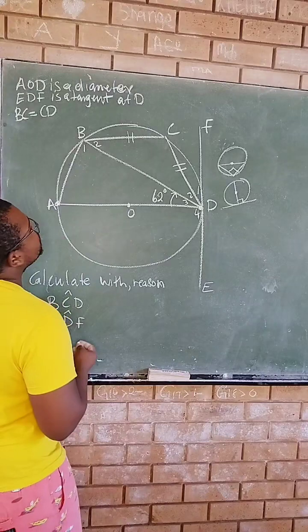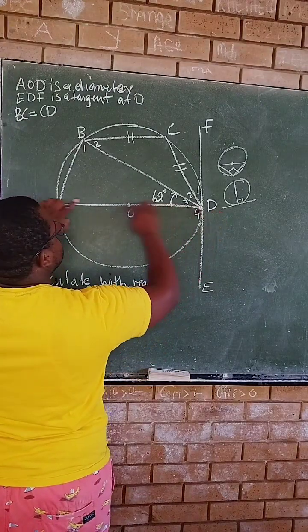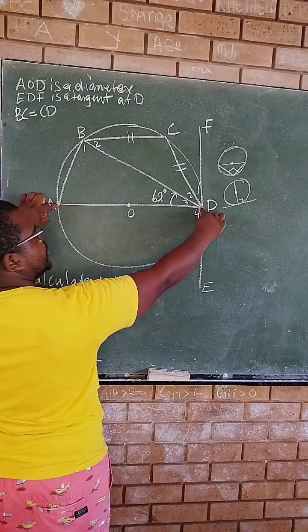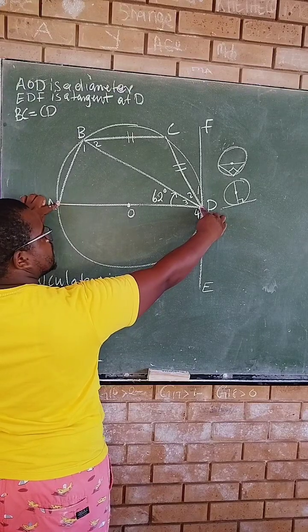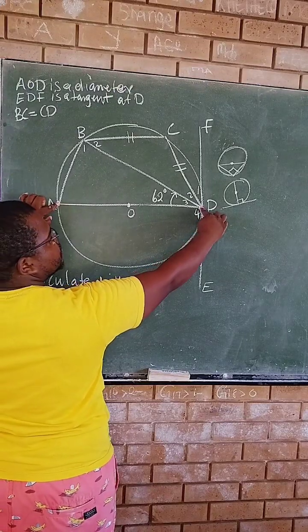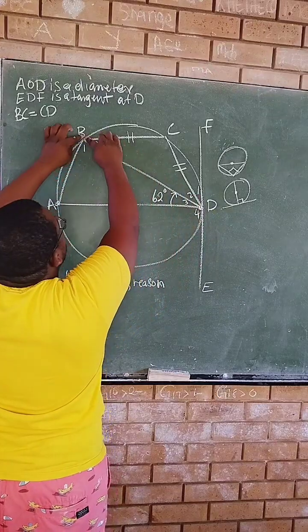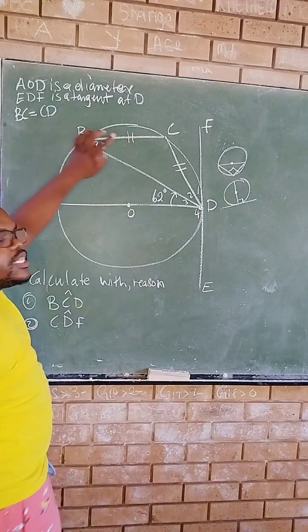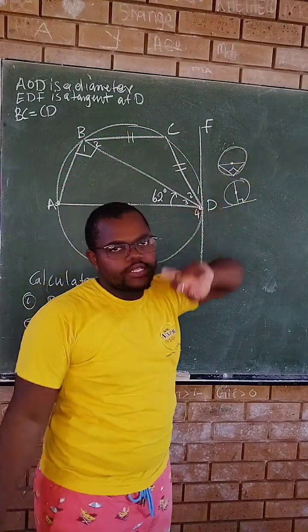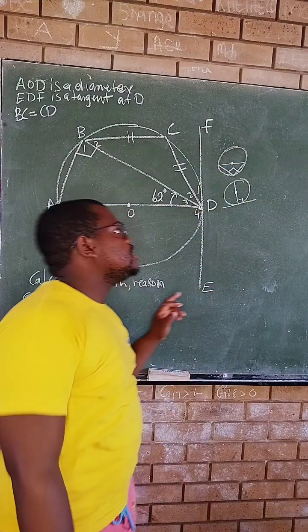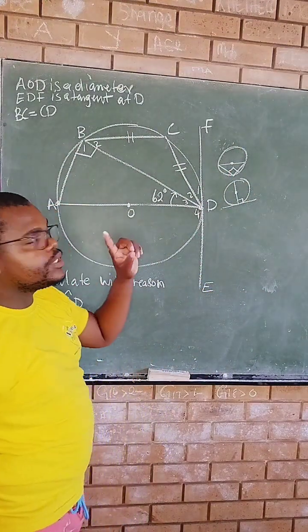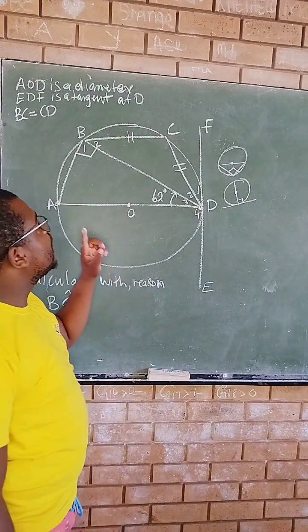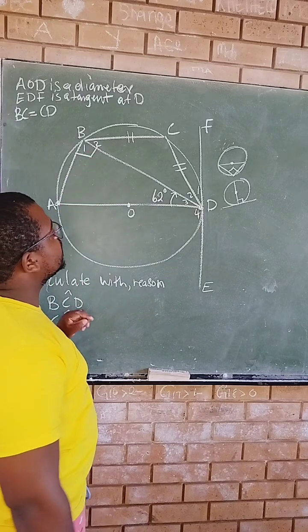So number one, we are going to check. This is our diameter. We put our hand like this and go with the lines into the circumference. Here it is going to be 90 degrees. That is what we know from this theorem that says angle subtended by diameter will give us what? 90 degrees in the circumference, okay?